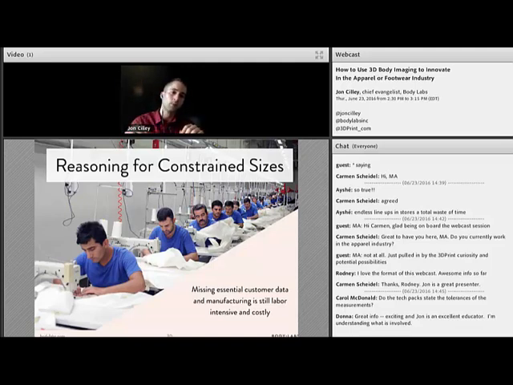So we're going to talk about not only how can you provide things like custom clothing with different approaches, but then also how can you even improve your sizing moving forward as well.